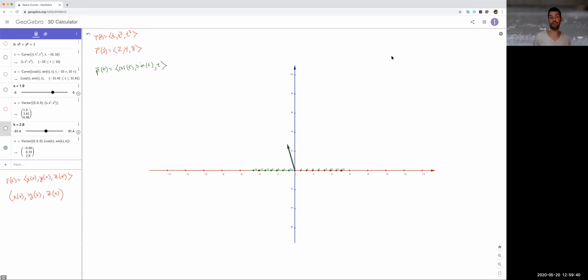Well, we're doing the same thing here. It's just that we don't have lines. We have different shapes for our curves, and these are what we call space curves. So this set of points, as t goes through its domain, spits out the space curve.